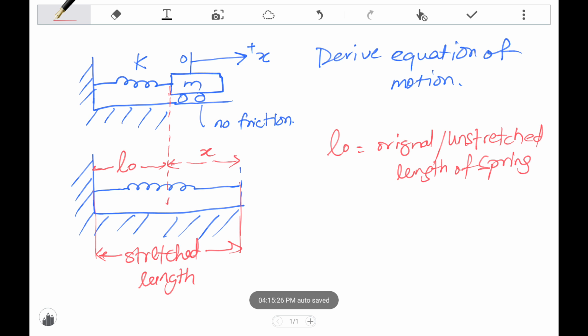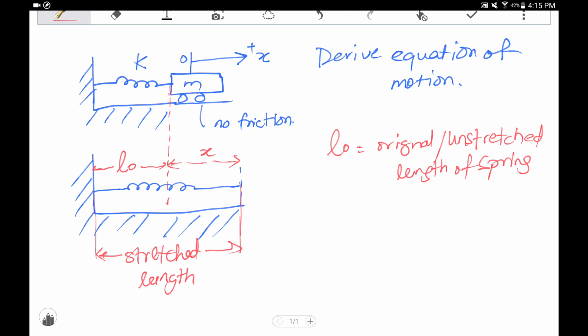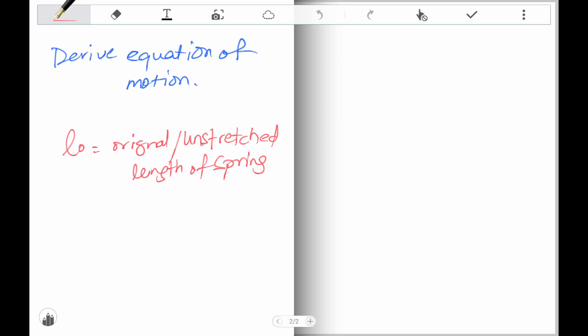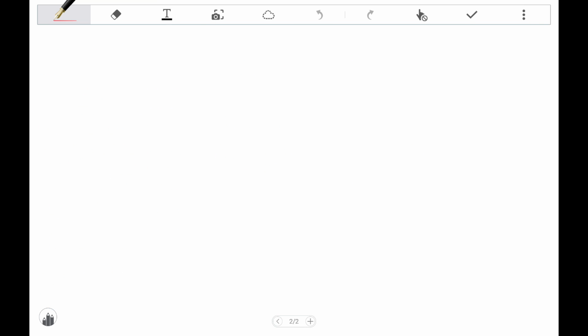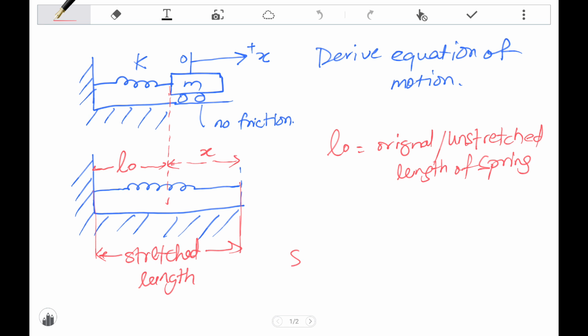Okay, so we got that down. Let's move on. First let's just write the stretched length, that's basically L0 plus x.